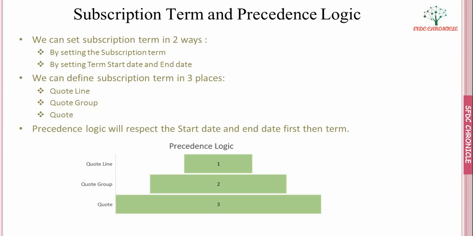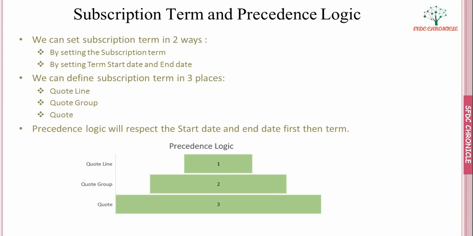And the precedence logic will be: first precedence will always be given to quote line, second precedence will be given to quote group, and third will be given to quote. Now there is one more thing. If there is a combination of term and term start date and end date, what do we mean by combination? That is, in the quote line, you have provided subscription term as 12, but in the quote, you have provided term as start date and end date. Then which one will get the precedence? Always start date and end date will get the precedence.